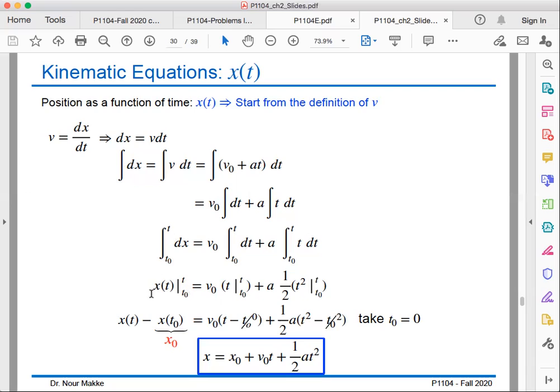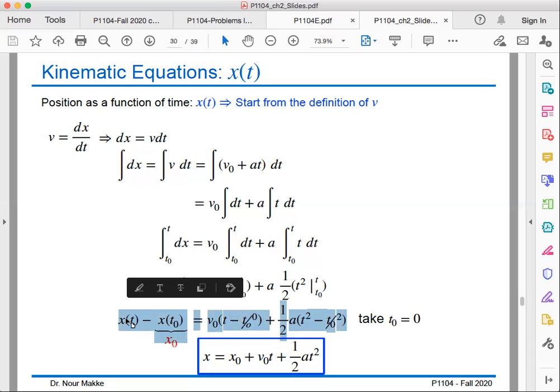So we just replace each integral by its expression. And now we need to evaluate the function that we get between the limits of the integral, so between t0 and t. So we end up with x(t) minus x(t0) is equal to v0 times (t minus t0) plus 1 over 2 times a, which is a constant, times (t squared minus t0 squared). So this is the general expression that we have out of this integral.